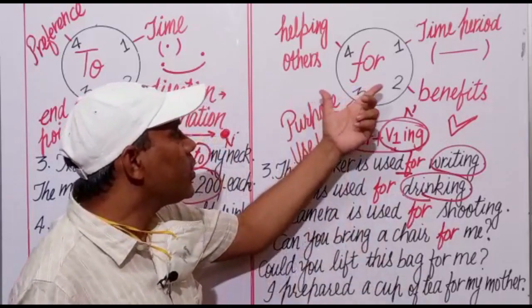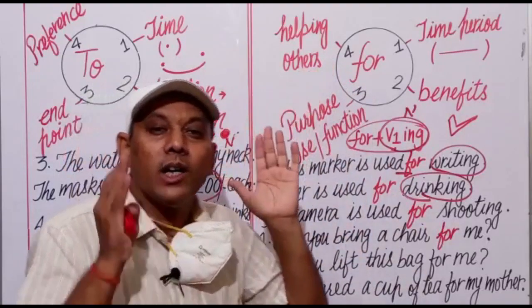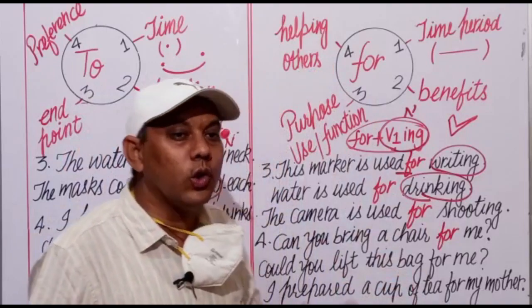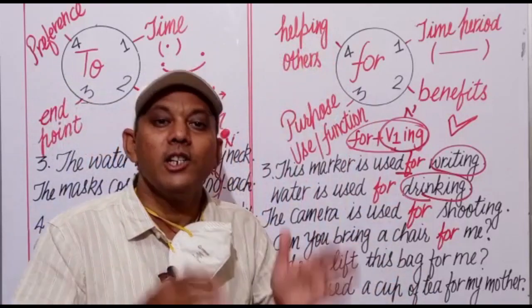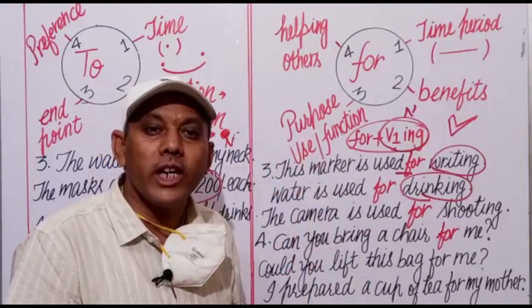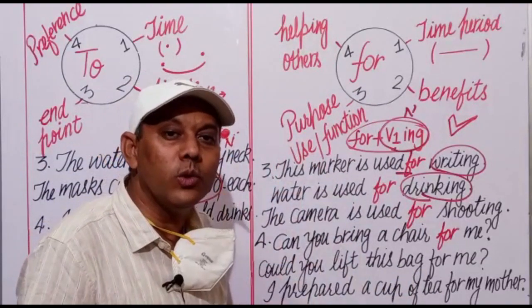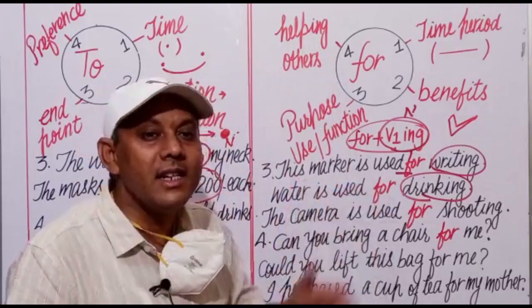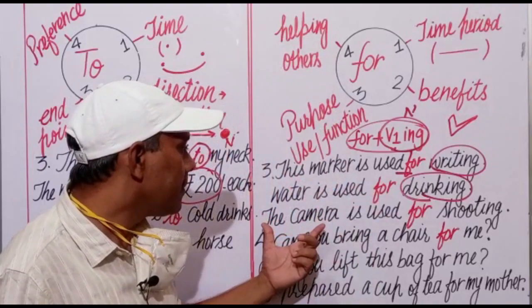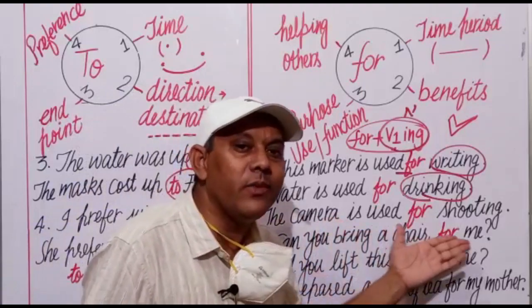And the last use of the preposition for is for helping others, or to help others. We use V1 after to and V1 ing after for in these sentences. For example, can you bring a chair for me?